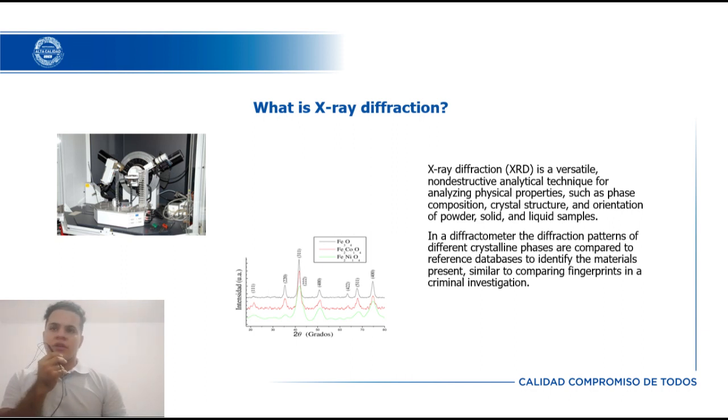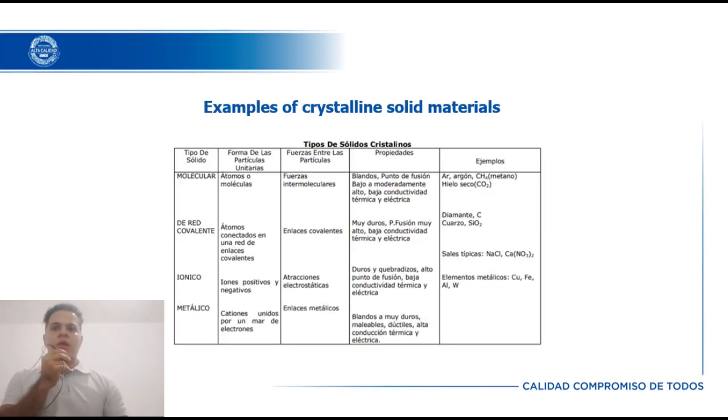How does XRD instrumentation work? First, generation of X-rays. An X-ray tube is used to generate high-energy X-rays. Second, interaction with the sample. These X-rays are directed towards the sample, which can be powder, solid, or liquid. When X-rays interact with the sample, they are scattered in different directions.